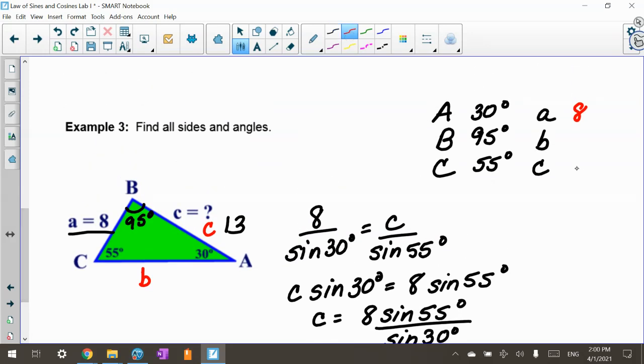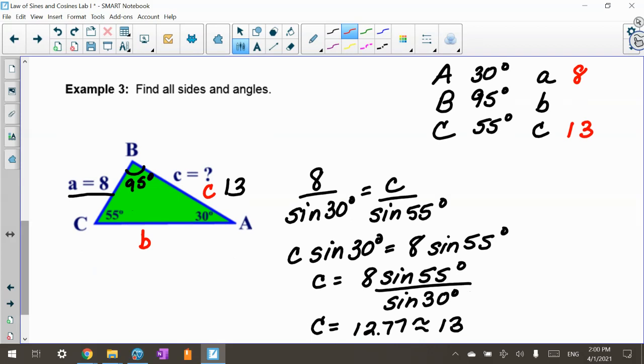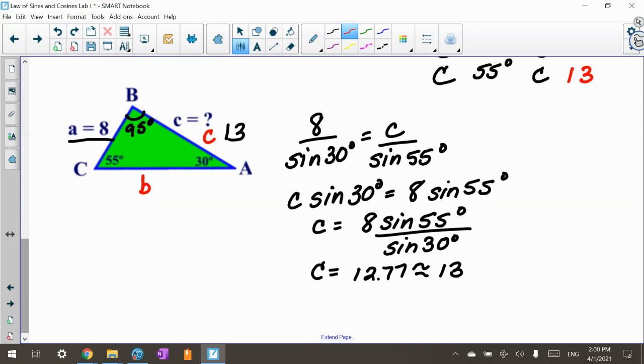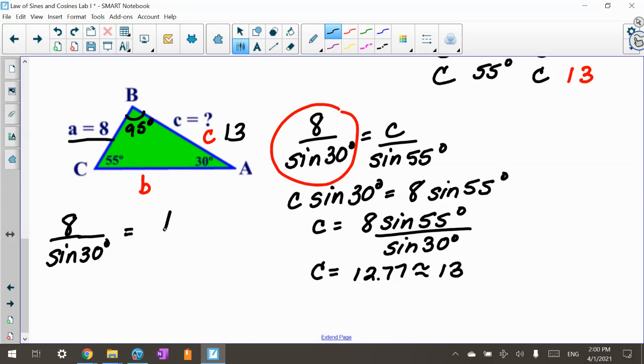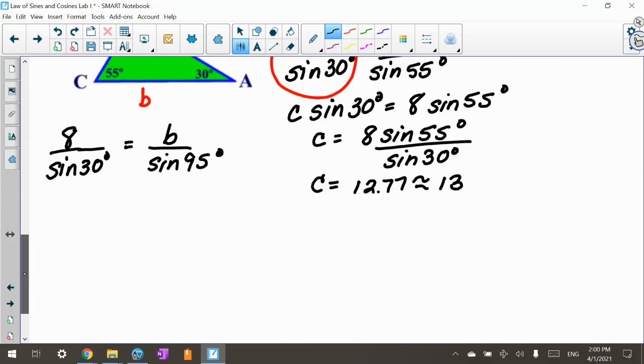Now, this is the one thing I want to remind you guys: unless it's a right triangle, you can't find the other side by squaring anything. So we're going to do the law of sines again, and we're going to use, again, the one they gave us. And you can reuse this part right here. So I'm going to use that again and say 8 is to the sine of 30 degrees as B is to the sine of 95 degrees. So we have to find that one last side.